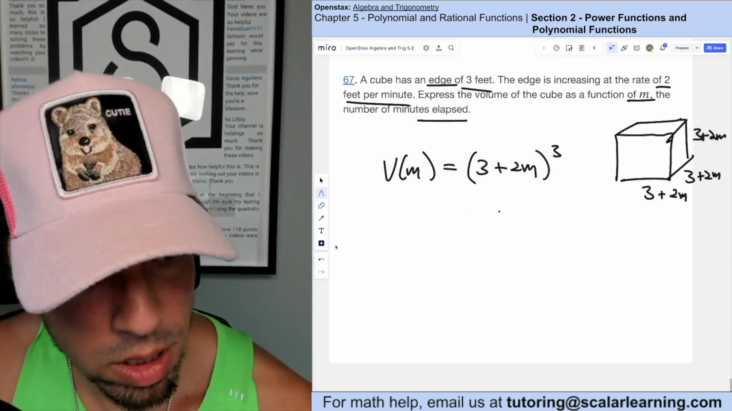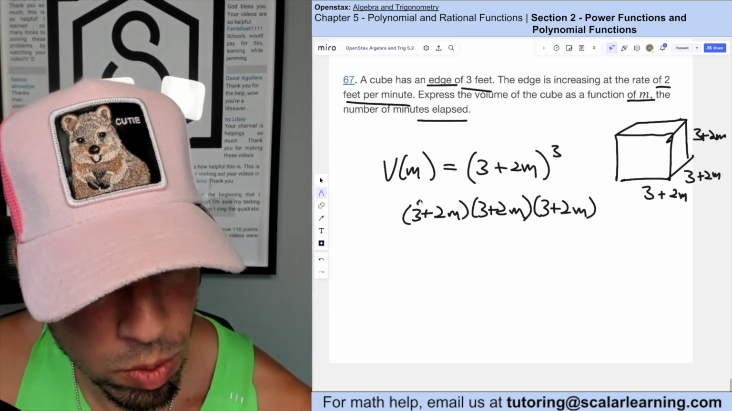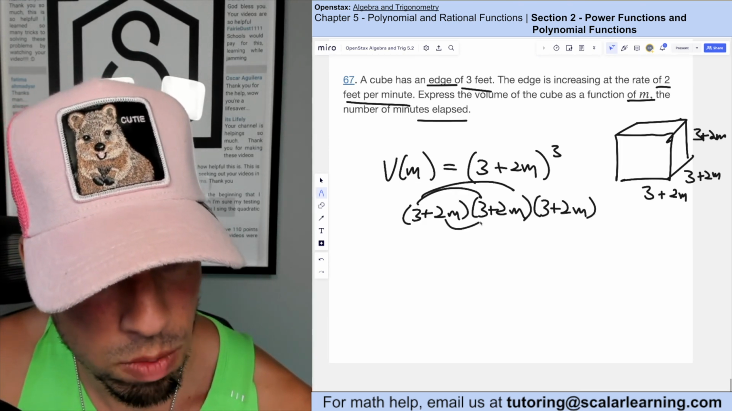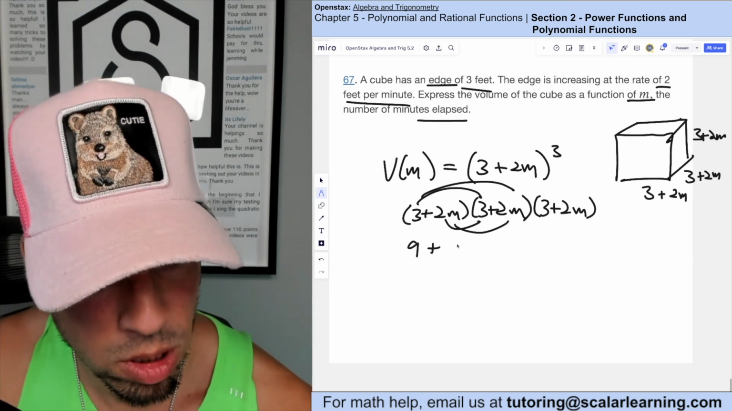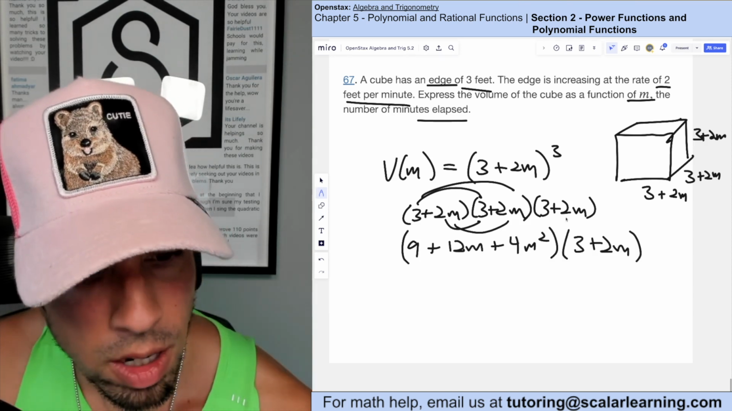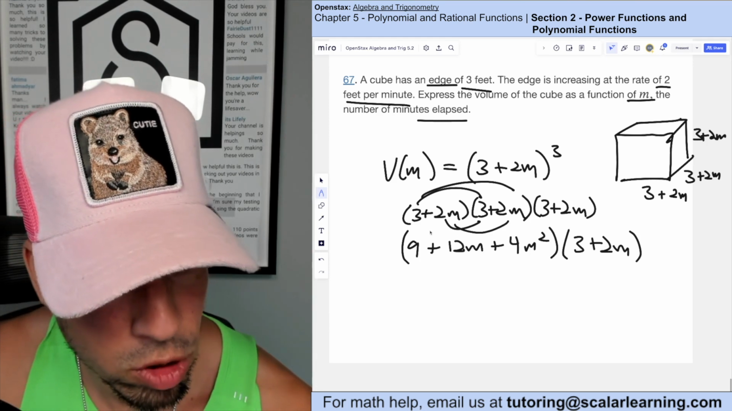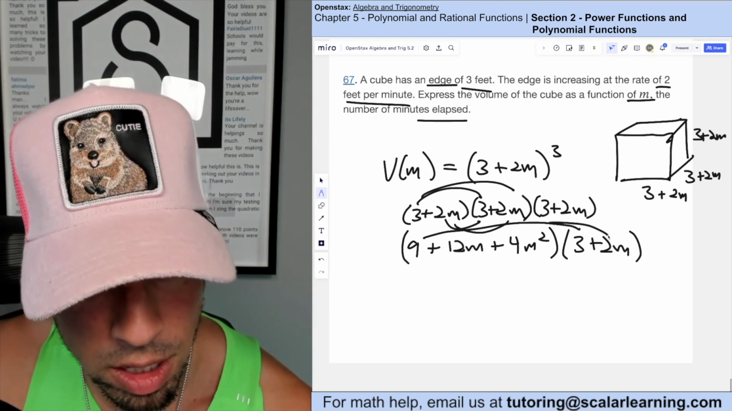Now, if we want to FOIL this out into a nice polynomial, let's do so as follows. So we've got this cube, so we're going to FOIL like so, boom, boom. We got 3 times 3 is 9 plus 6m, 3 times 2m, and then another 6m, 3 times 2m, so that's 12m, and then plus 4m squared. And then again, times this last binomial, so now we'll do another foiling, kind of like 9 is going to go here and here first.